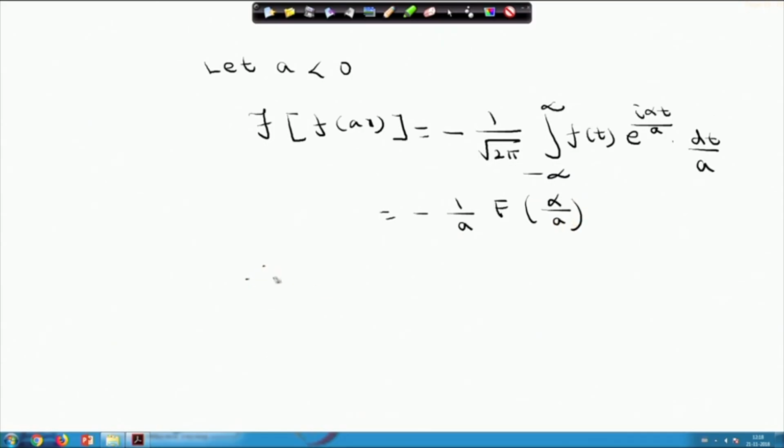So therefore, you can write the Fourier transform of f(ax): when a is greater than 0, you get 1 by a times the Fourier transform at α by a. Whenever a is less than 0, you get minus 1 by a times the Fourier transform at α by a. So you can write 1 by modulus of a times the Fourier transform of f at α by a. So the first one we have completed the proof.